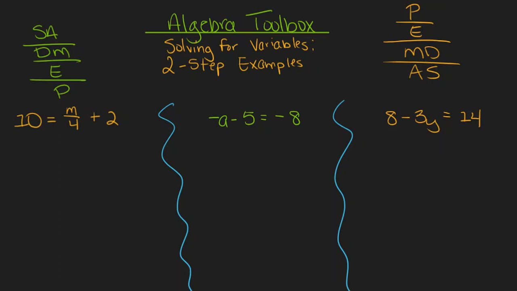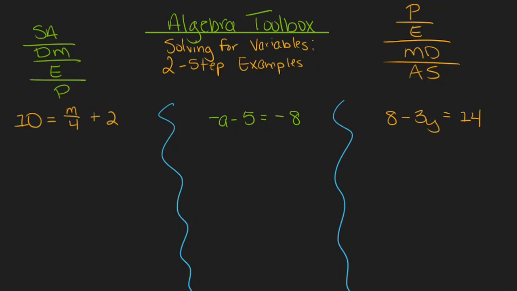I have 10 equals m divided by 4 plus 2. As I look at the right side of the equation, I see that I'm going to be focusing on getting m on its own. And there are two relationships combining m with different numbers at the moment. First, I see a division relationship between m and 4, and an addition relationship between m and 2.